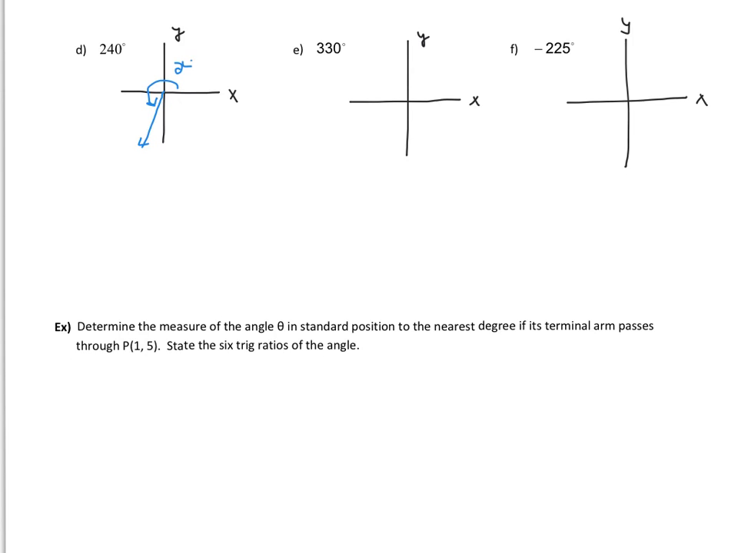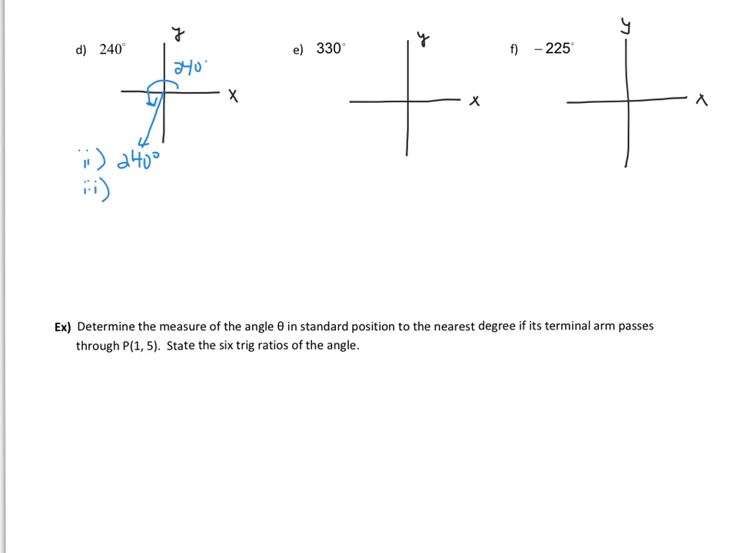So 240 does lie between 0 and 360, so my principal angle is just that 240 degree angle. It almost always is the angle that's given, unless it doesn't fall between 0 and 360. Then we have to do a little bit of work with it, but otherwise we're good.